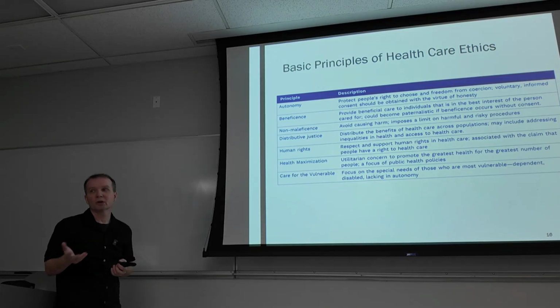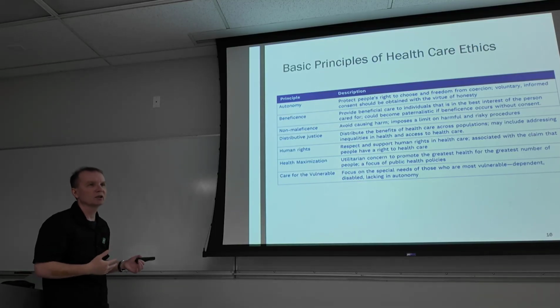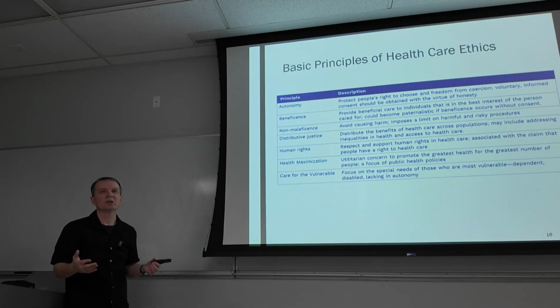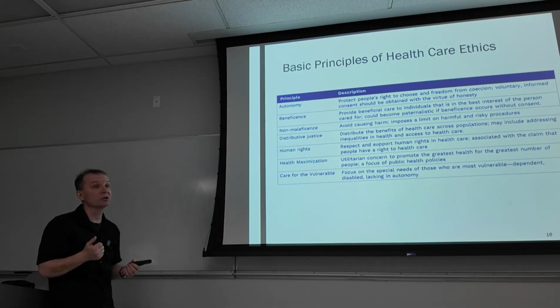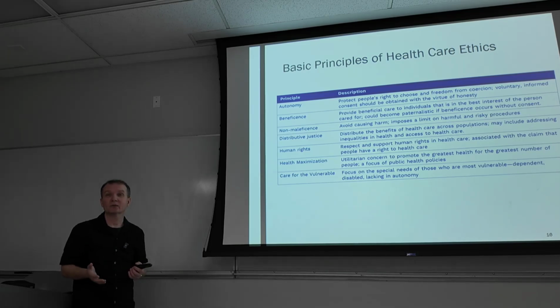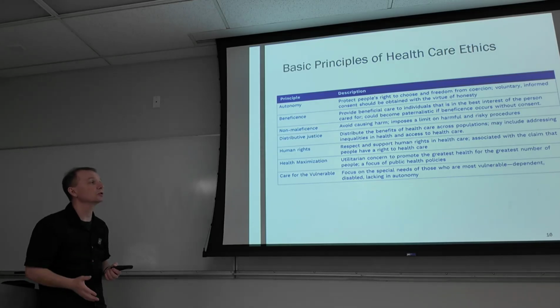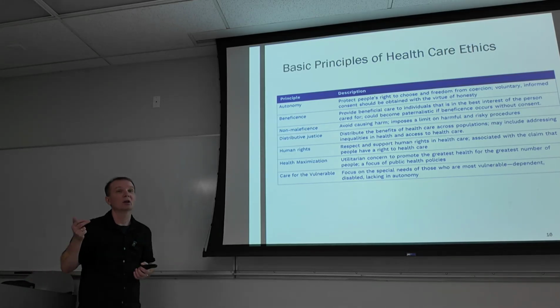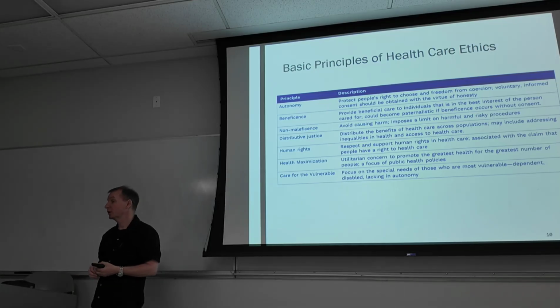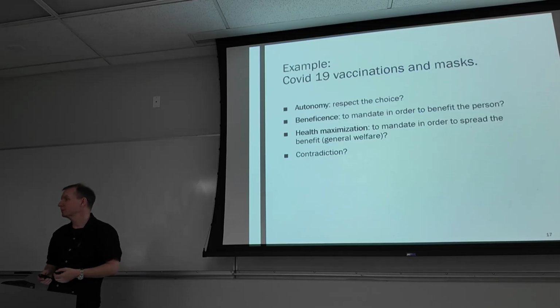Utilitarian principle, right? You want to maximize the health of the people in the society. It's similar to achieving the biggest happiness. In this case, you are trying to achieve the biggest health. And then carefully vulnerable, as some scholars argue, health maximization may have a conflict with the carefully vulnerable, focusing on special needs of those who are most vulnerable, dependent, disabled, or lacking in autonomy. For example, very old people and some people with mental problems.